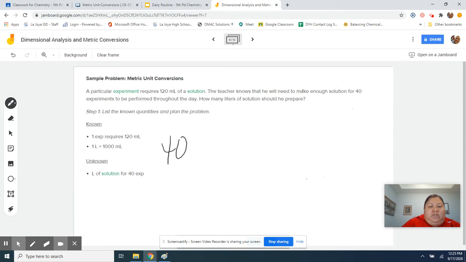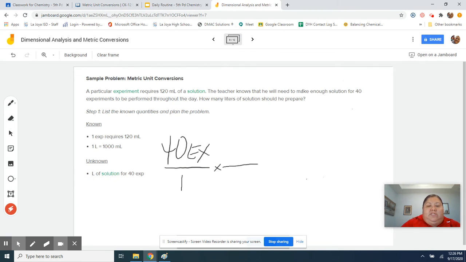So we have 40 experiments, and I need to change that first off to milliliters. So I'm going to be using this first bullet right here to change my experiments to milliliters. So, students, what do I need to do? And for those of you who weren't here, I need to make sure that I get rid of this experiment, okay? I don't need this unit. This unit is not what they're asking me for. They're asking me for liters.